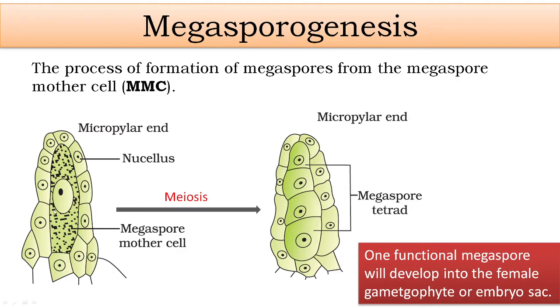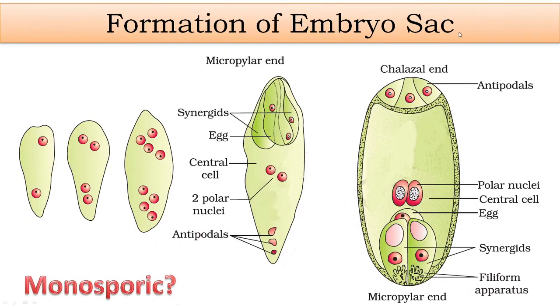So here we can clearly see the process of megasporogenesis, the formation of megaspores from the megaspore mother cell. And out of the 4 megaspores over here, 1 megaspore will remain functional, and that megaspore will develop into the embryo sac. Now let us look at the formation of the embryo sac.